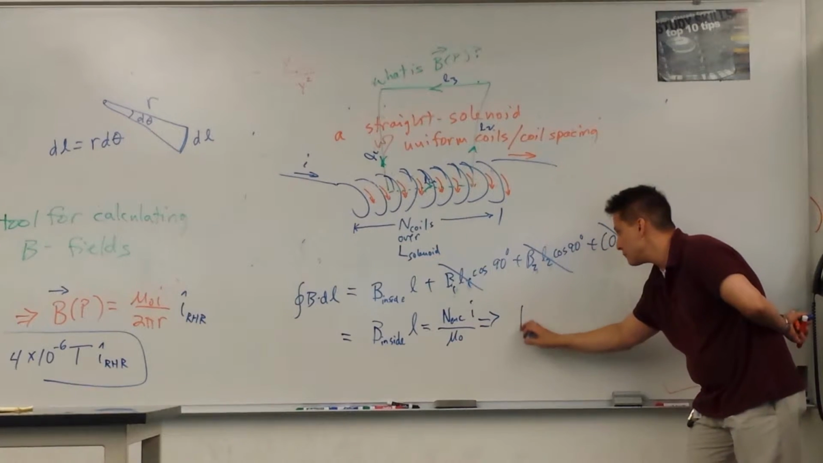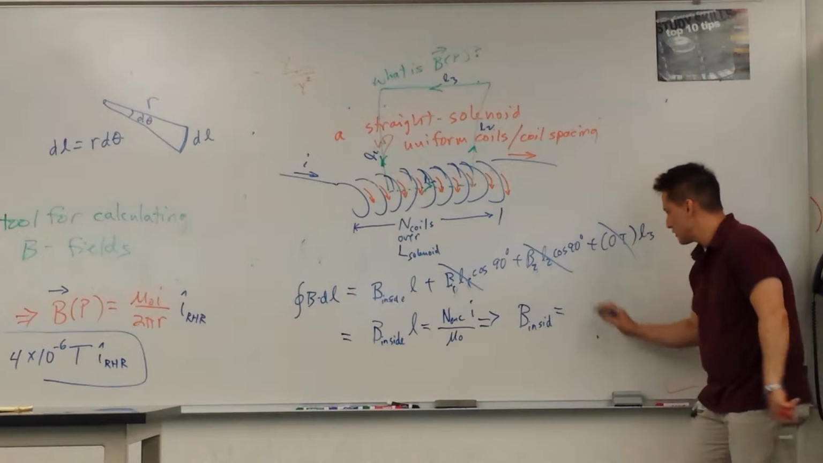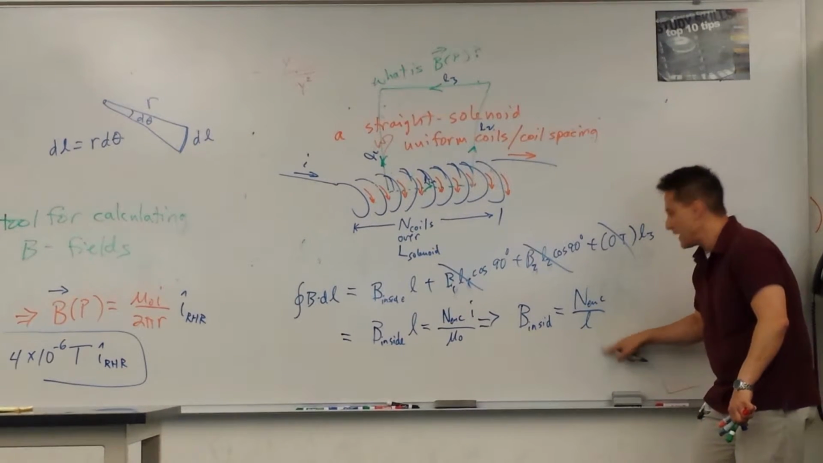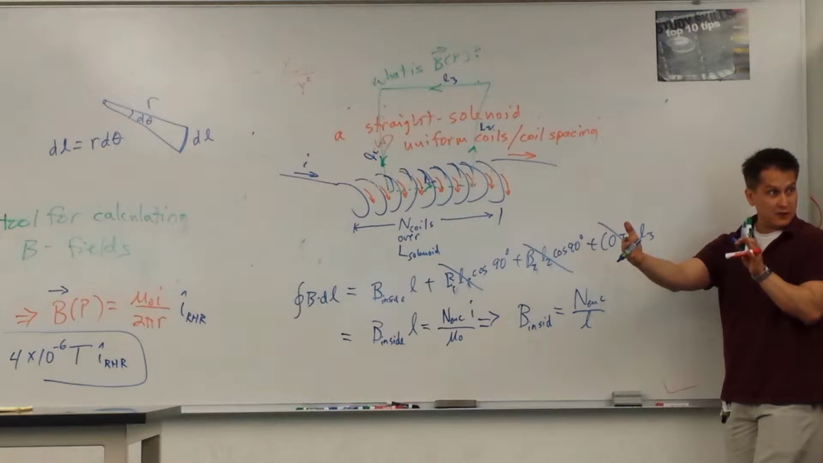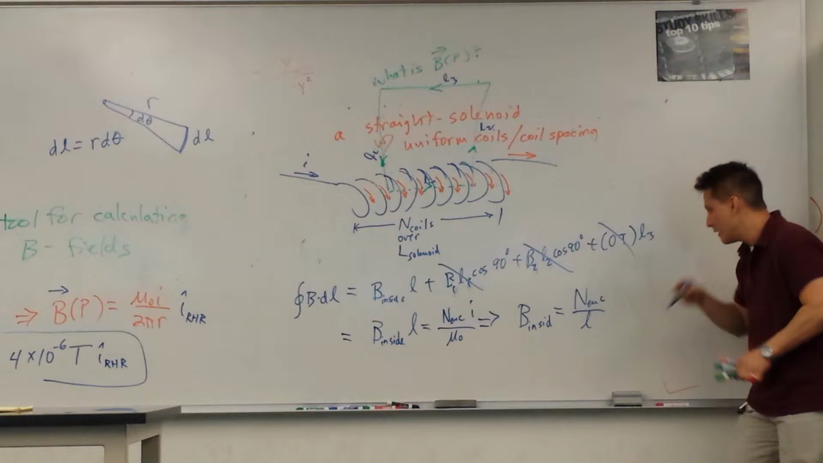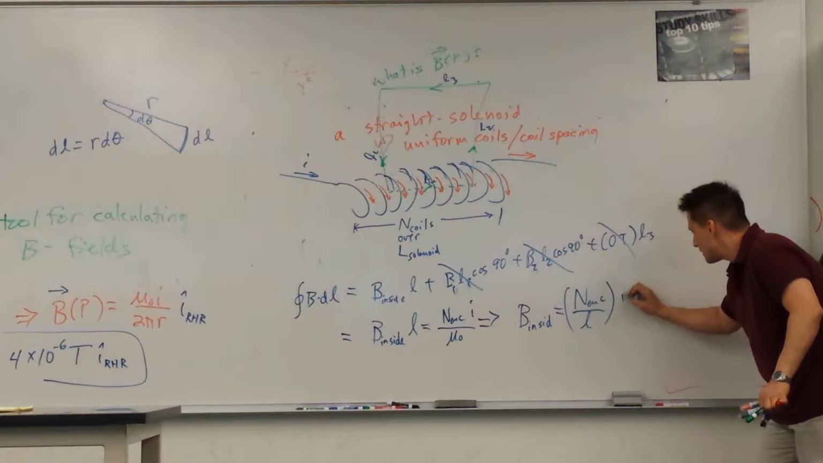And if we solve for B inside, it should be related to the number of coils enclosed divided by the length of the segment that I'm looking at. Probably should have given that an L1 and renumbered everything. Times I.